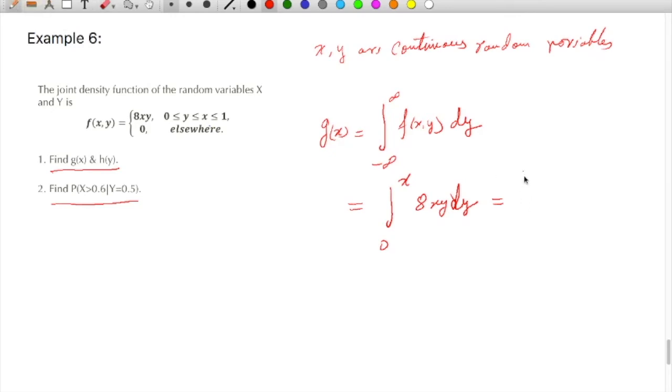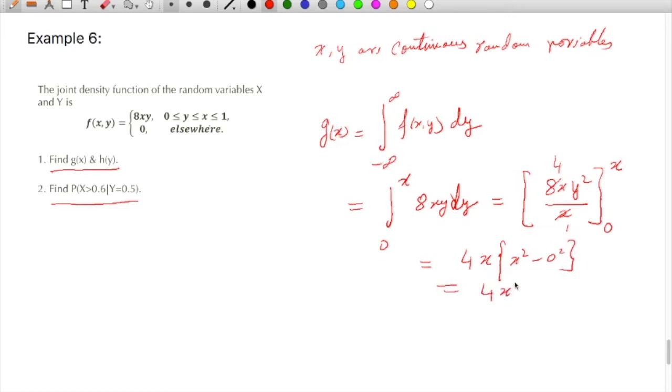Now here, see, this will be 8x times y squared by 2, evaluated from 0 to x. So 2 into 8 gives 4. X is a constant. Y will be x squared minus 0 squared. That will be 4x cubed.